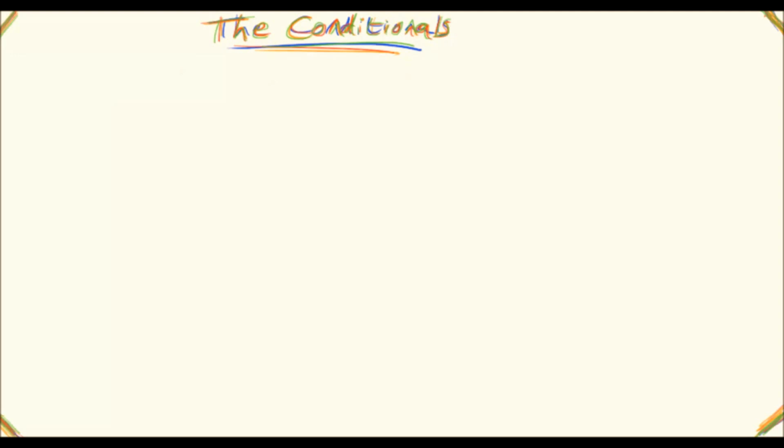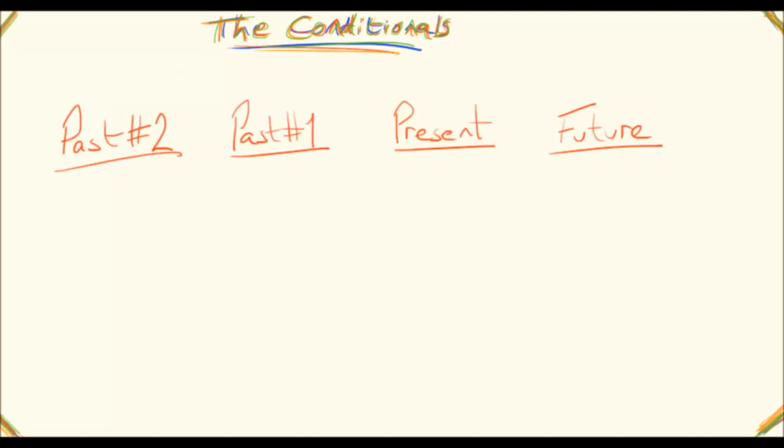So if I tell you there are 4 times that we can refer to in English, I'll show you what they are. We've got the future over here. We've got the present. Before the present, we've got past number 1. And before past number 1, we've got past number 2.